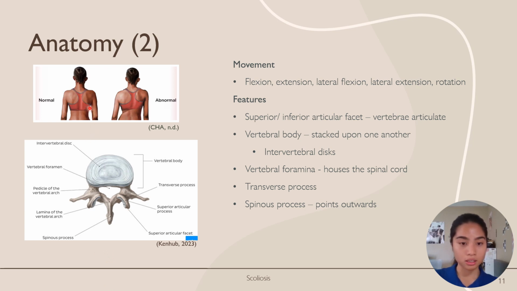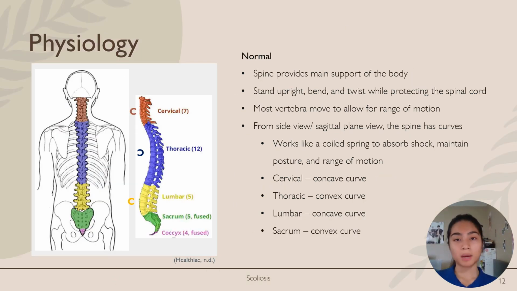Over here, there's a spine, where you can see the spinous process in the mid-sagittal plane. Over here, you can see the misalignment of the spinous process, and that is a spine with scoliosis. The physiology of the spine provides the main support of the body, allowing the body to stand upright, bend, and twist while still protecting the spinal cord.